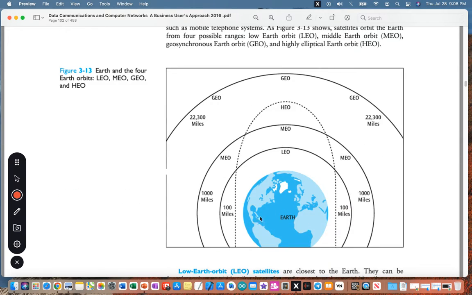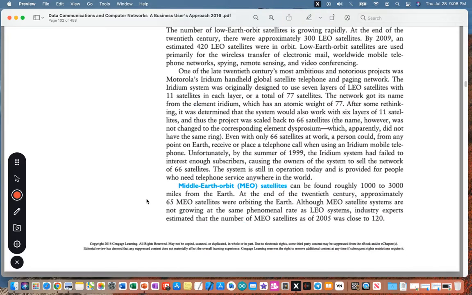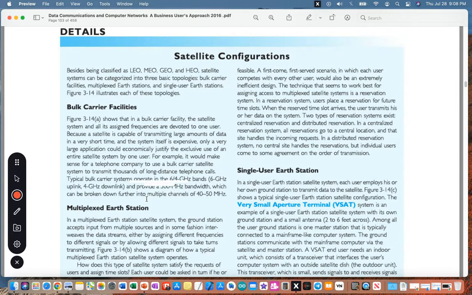Then we have this Earth, and we have the LEO, the MEO, the HEO, which is like elliptical, and the GEO orbits, and each one is explained here. Satellite configuration is mentioned here.